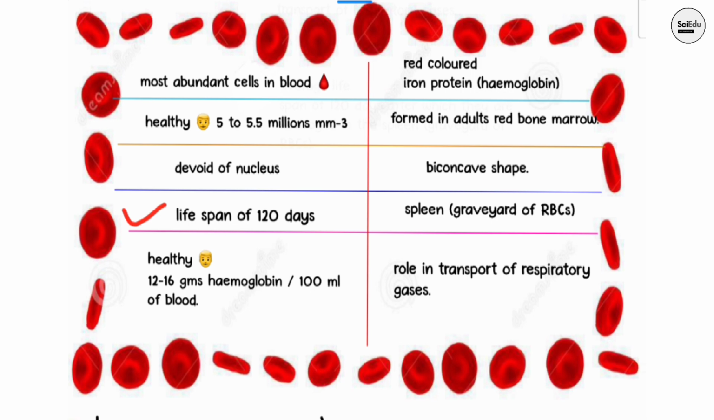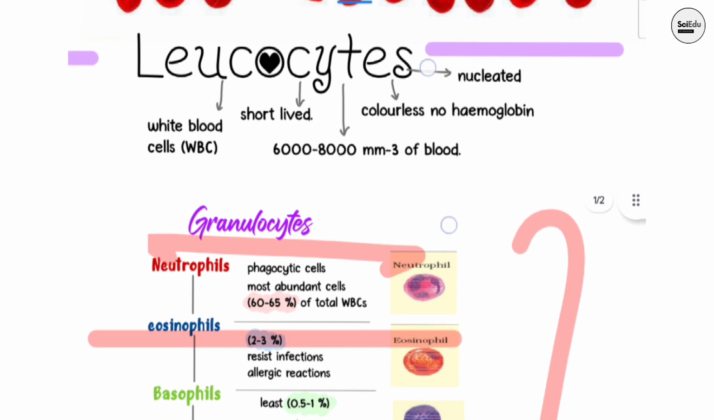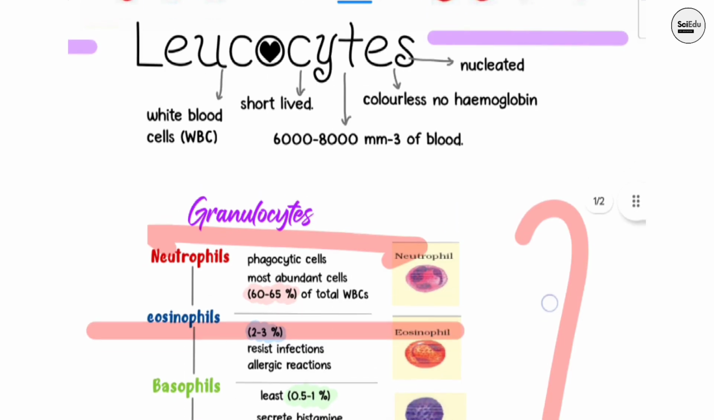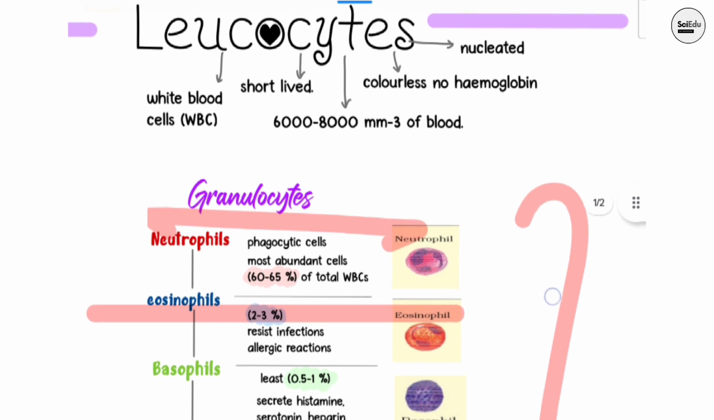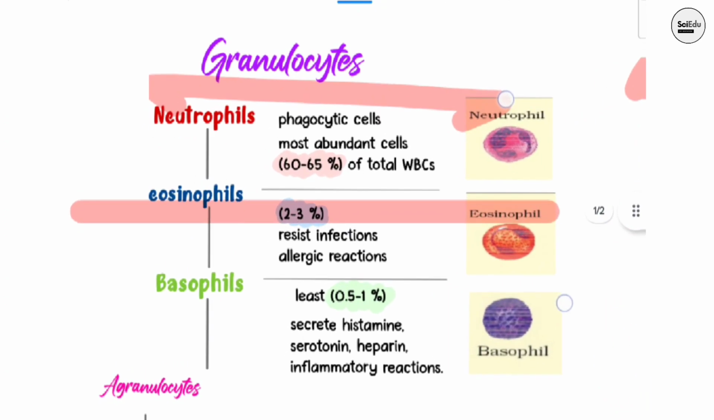Leukocytes are also known as white blood cells, WBC, as they are colorless due to the lack of hemoglobin. They are nucleated and are relatively lesser in number, which averages 6,000 to 8,000 per mm3 of blood. Leukocytes are generally short-lived. We have two main categories of WBCs, granulocytes and agranulocytes. Neutrophils, eosinophils and basophils are different types of granulocytes, while lymphocytes and monocytes are the agranulocytes.